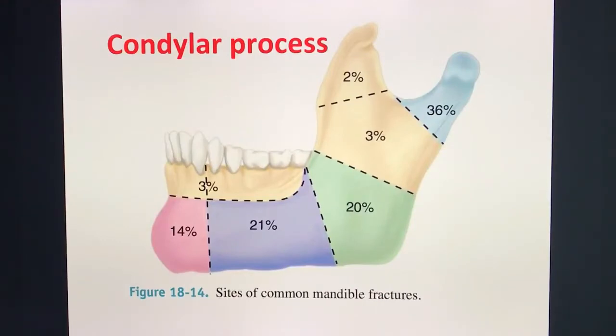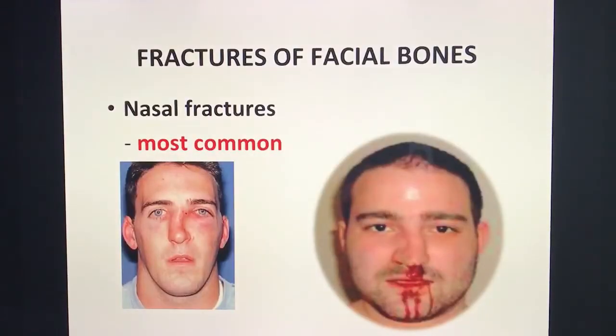Now, lifted from your Schwartz, what is the most common site of a mandibular fracture? At 36%, it is the condylar process. The most common site of a mandibular fracture, the condylar process. Now, what is the most common facial bone that is fractured? It's the nasal bone.